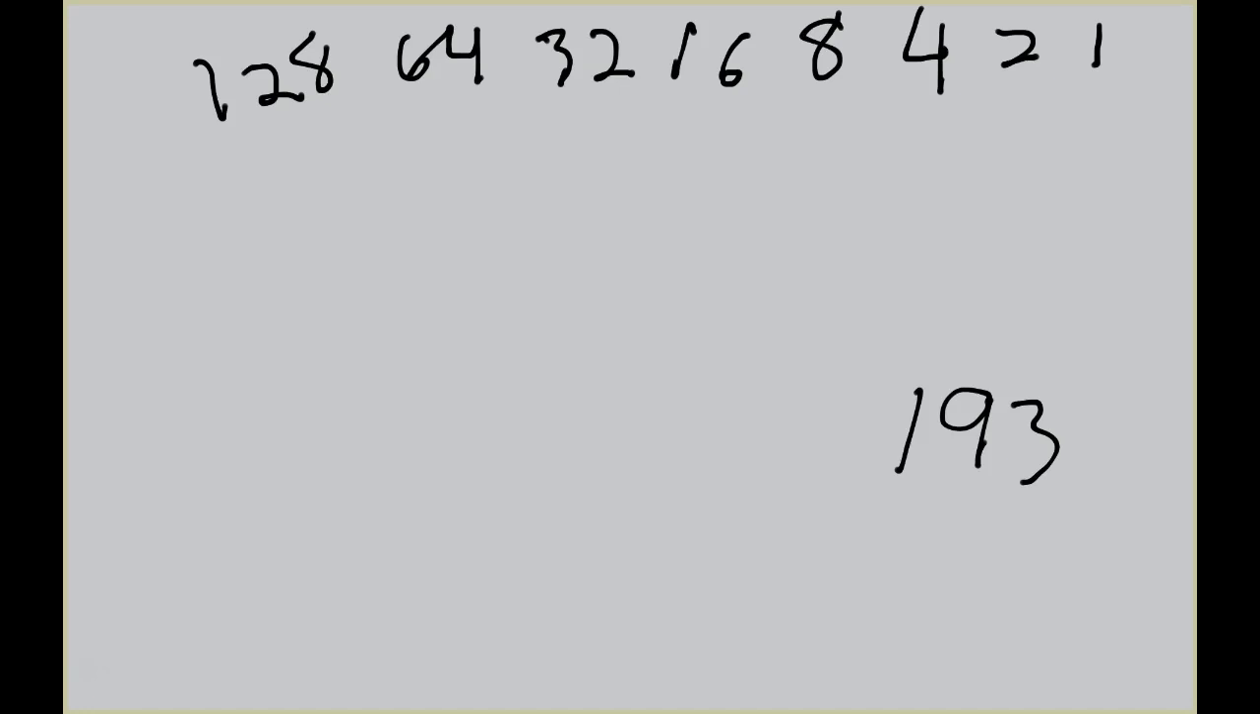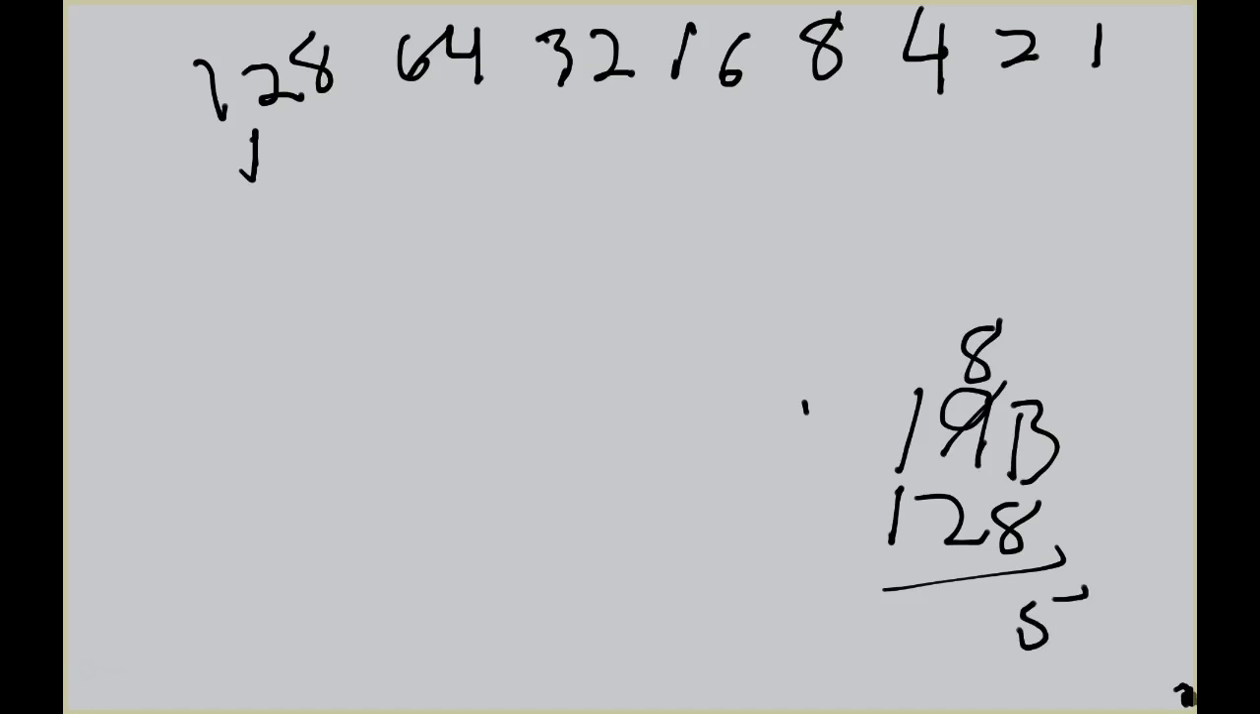What's the biggest value up there I can take out of it? So I can take a 128 out, so I'm going to write a 1 right there. And I'm going to subtract 128. So I have 65 left over. What's the next biggest one I can take out of it? If I can take out the 64, I'm going to put a 1 in there. That's going to leave me a value of 1, isn't it? 65 minus 64 is 1.